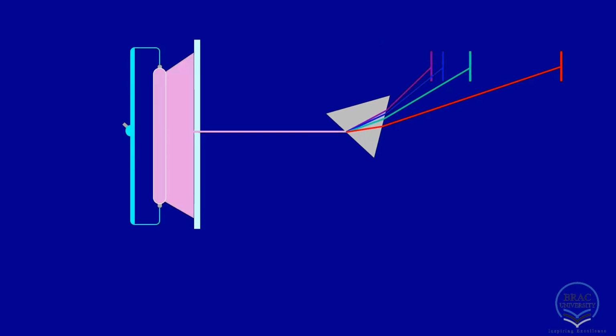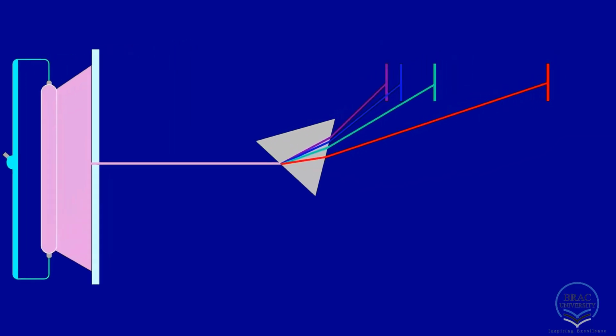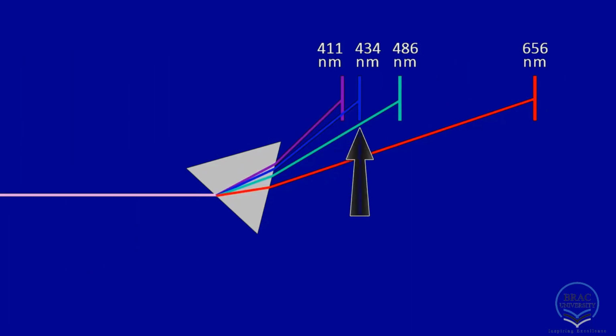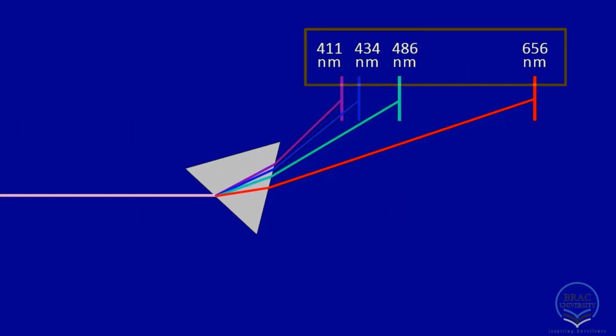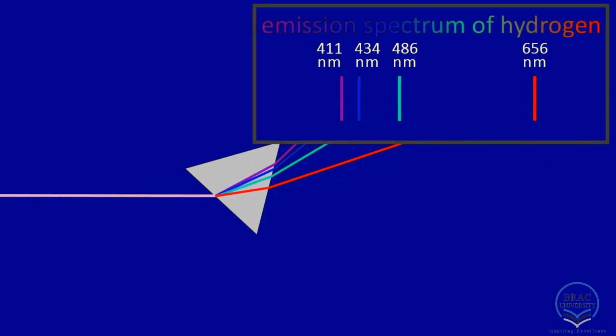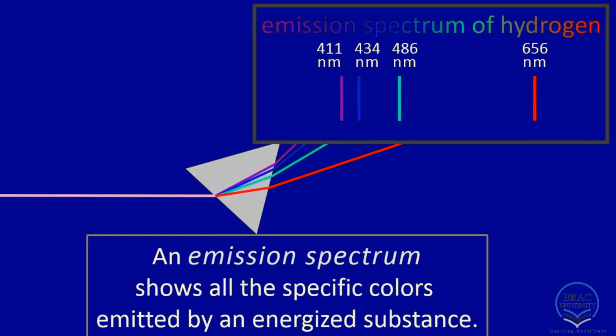These colors are actually being emitted by the hydrogen atoms: violet, blue, bluish-green, and red. All are of specific wavelengths. This is the emission spectrum of hydrogen. An emission spectrum shows all the specific colors emitted by an energized substance.